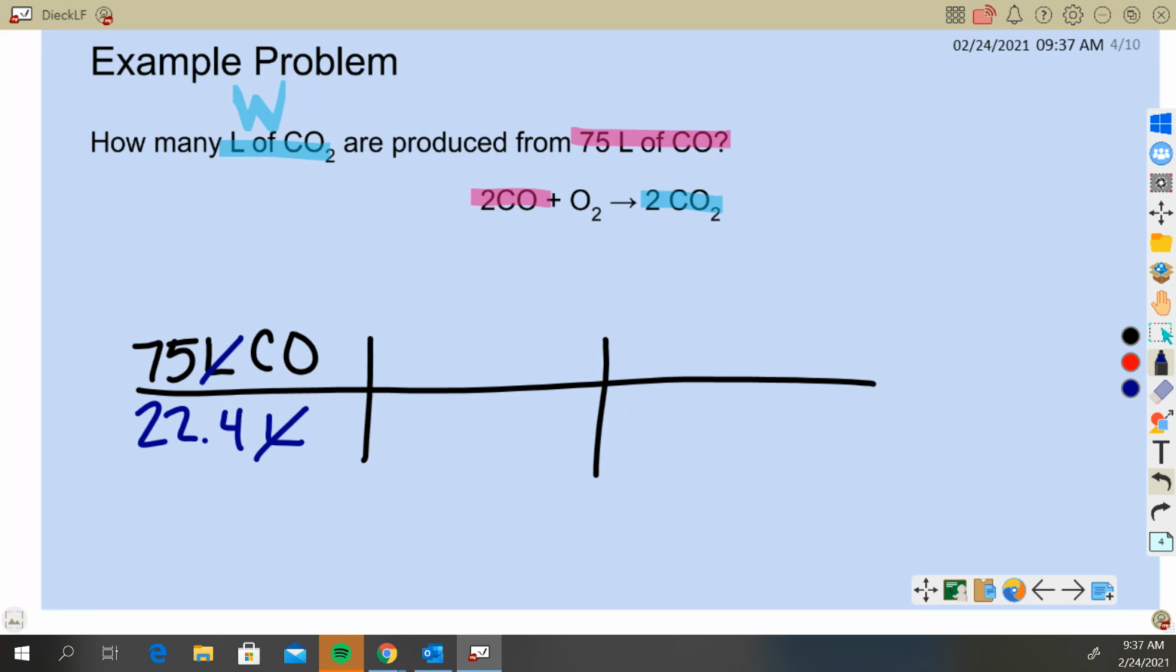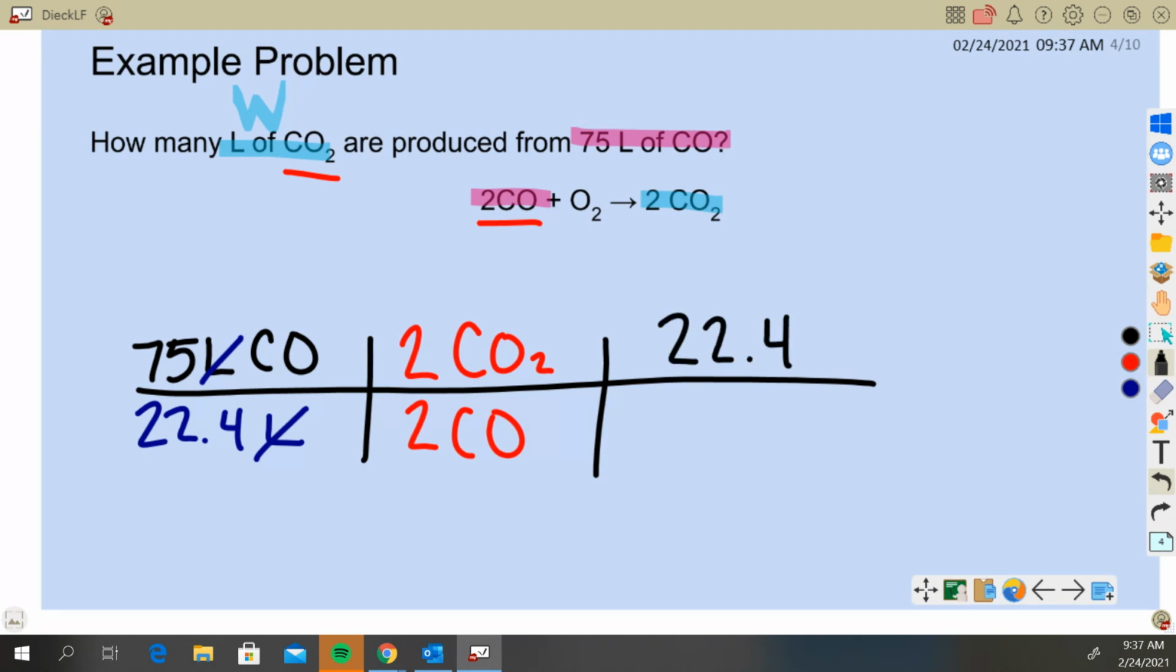The middle is always my mole ratio. It's coefficient of what over what? Want over given. So what do we want? We want CO2. So what's the coefficient for CO2? 2. So we have 2 CO2. We were given CO. What's the coefficient for CO? 2. Lastly, we want this in liters. So we're going to end up multiplying times 22.4 one last time.